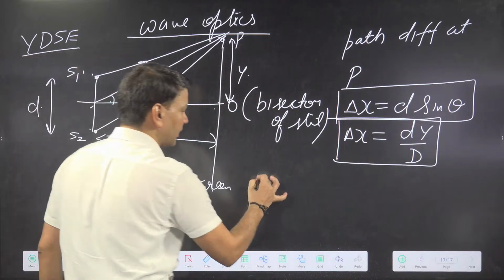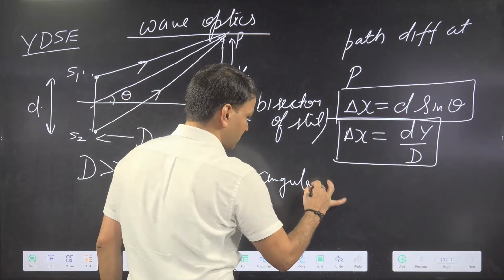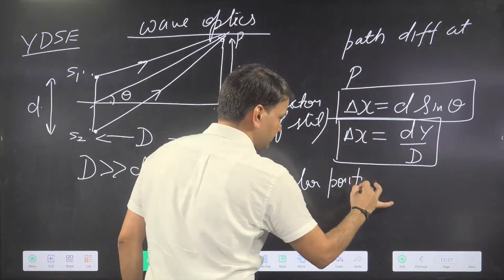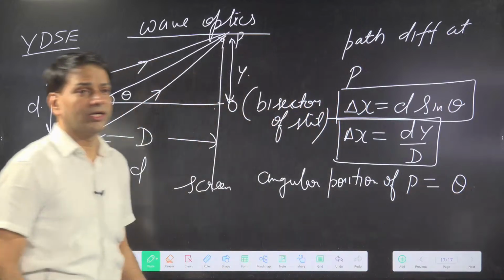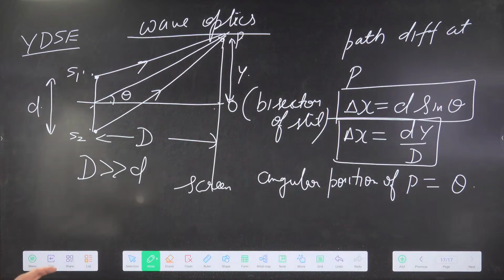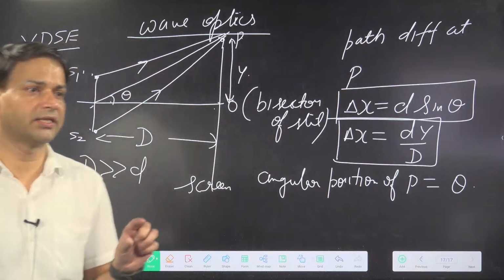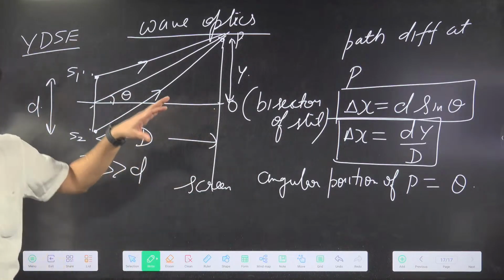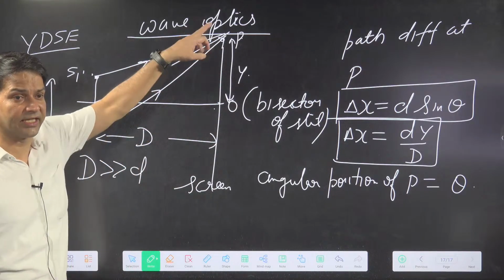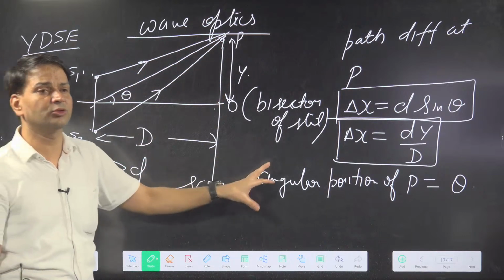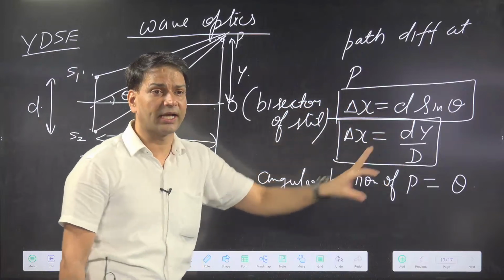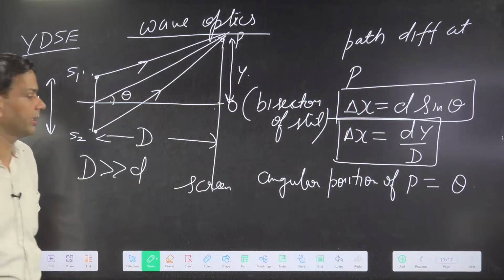These two formulas you have to remember. In terms of theta, the angular position of P, which I have taken as theta, the path difference delta x is d sine theta. In terms of distance on the screen, where y is the distance of the point from the bisector, we can write Dy by capital D.